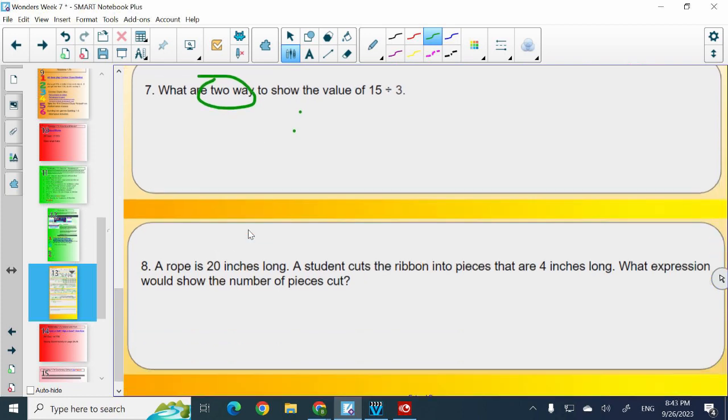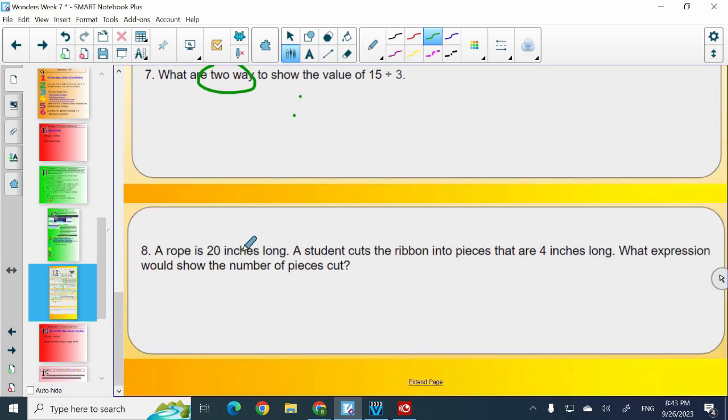All right, let's go to number 8. A rope is 20 inches long. A student cuts the ribbon, that should actually say rope, into pieces that are 4 inches long. What expression would show the number of pieces cut? So if this were me, I would draw a big long rope and I would cut it 4 times, right? So 4 inches.